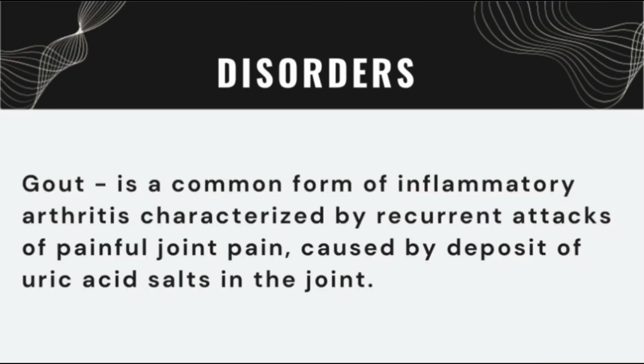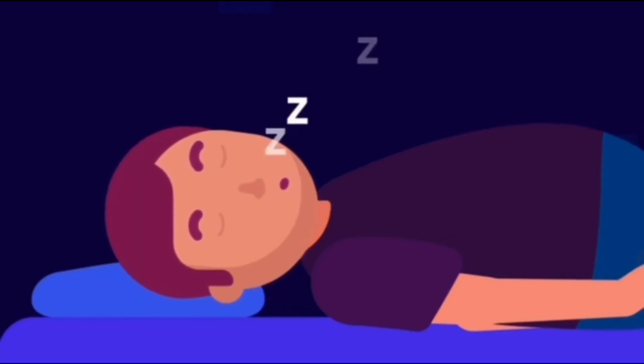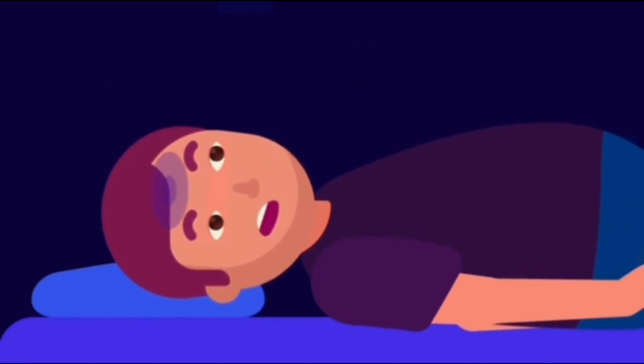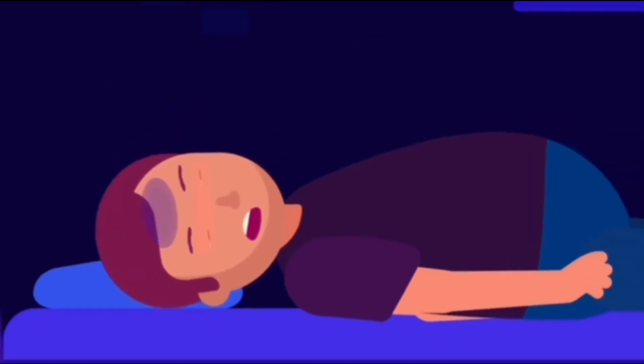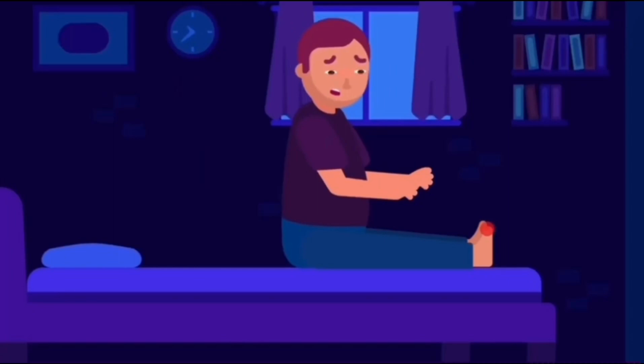Now, let's start with gout, also known as the disease of kings or king's disease. So, ano nga ba ang gout? Gout is a common form of inflammatory arthritis characterized by recurrent attacks of painful joint pain. When this happens, it is called a gouty attack. A gout attack occurs suddenly, often at night. The affected joint is swollen, red, and warm to touch.